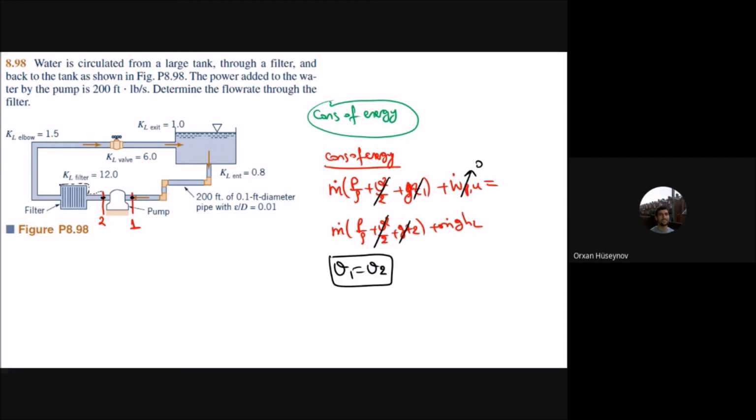My control volume is excluding the pump. You can see it here. The pump is not here. This is the control volume that I am considering, outside the pump. The pump is not in my control volume, it is not included here.